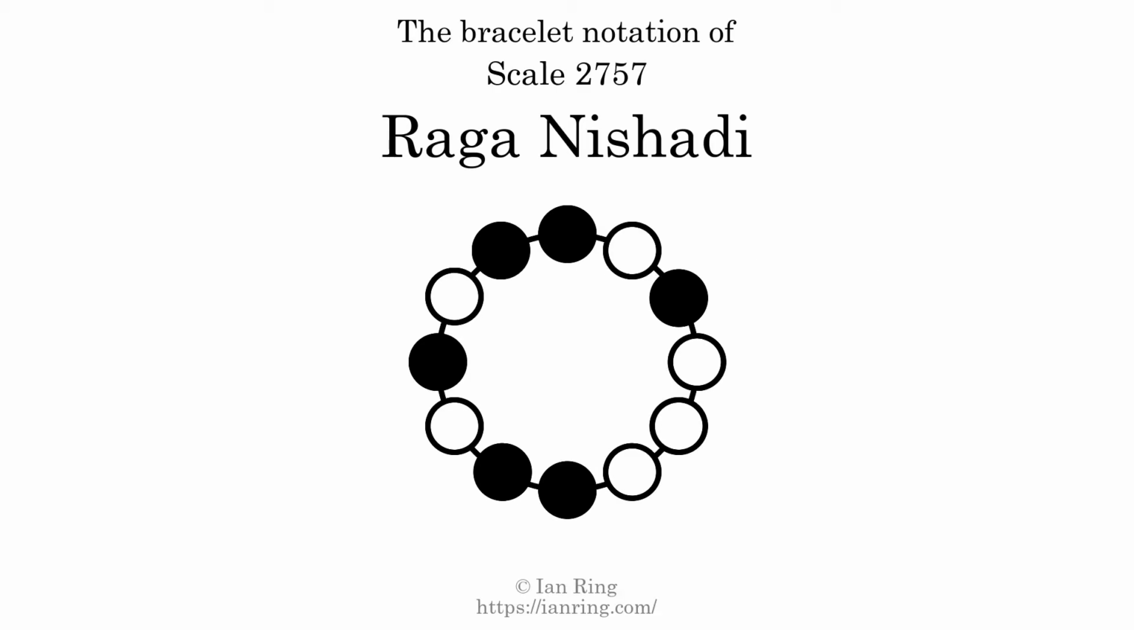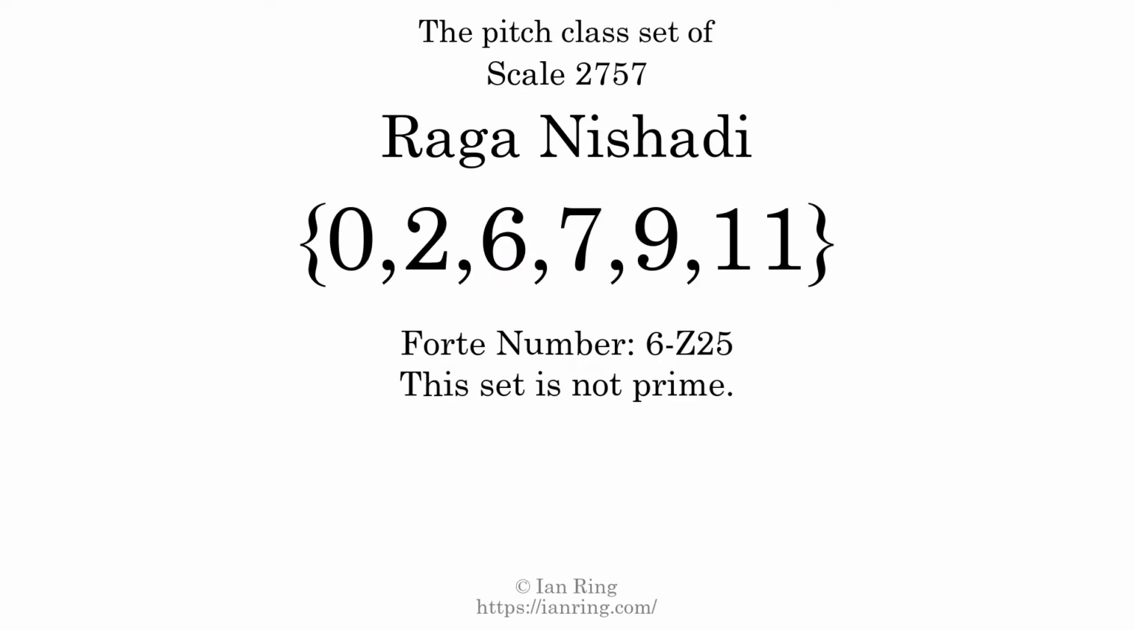This is a bracelet notation diagram of scale 2757. The shaded circles represent tones that appear in the scale, and they are read clockwise, starting at the top. The pitch class set for this scale is 0, 2, 6, 7, 9, 11. The forte class is 6Z25. This set is not prime.